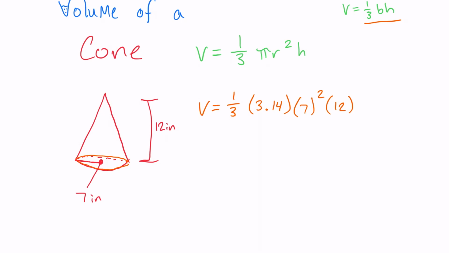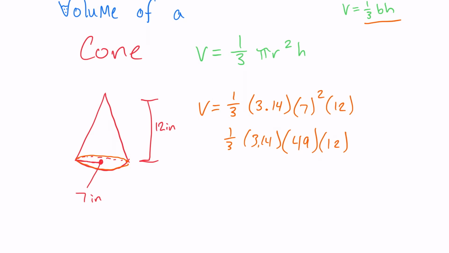So let's go ahead and plug all that in and start simplifying our values. We can multiply in any order here, but we need to start with the exponent first, of course. This guy right here. Remember, order of operations. So 7 squared is going to be 49. And we just need to bring everything back down here, and we can continue multiplying.